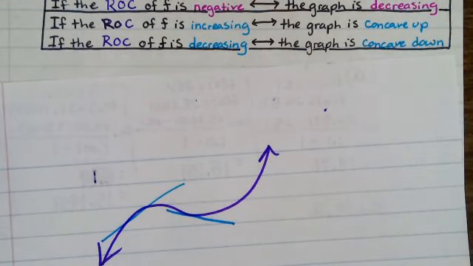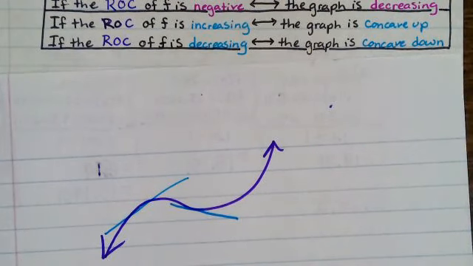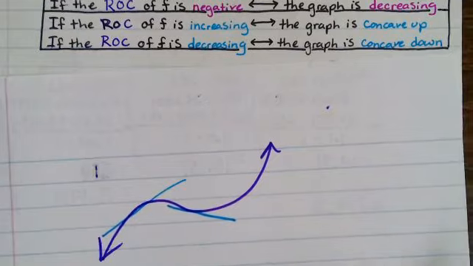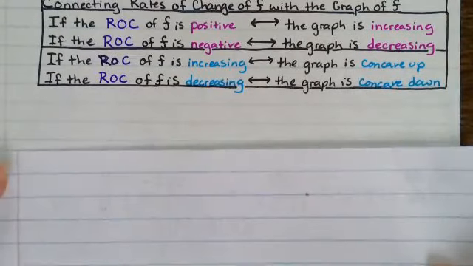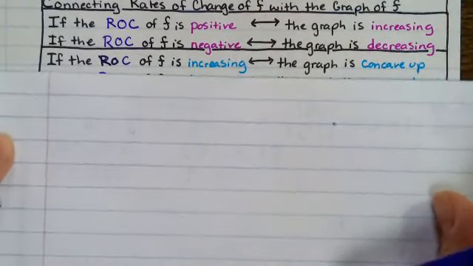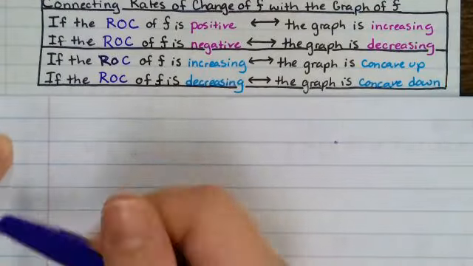Another thing is they say if the rate of change of f is increasing, not if the graph is increasing, but if the rate of change is increasing. And that's a little bit different. If my rate of change is increasing, that's that situation we've talked about with concavity. When we brought in the rate of change the one time before this lesson, we talked about concavity.